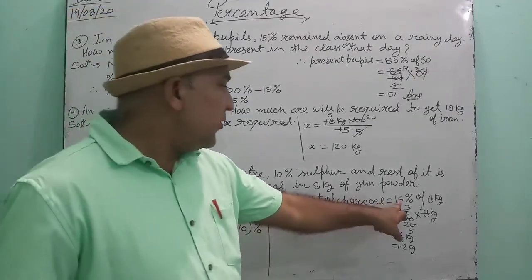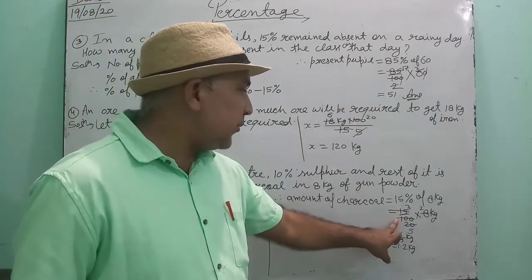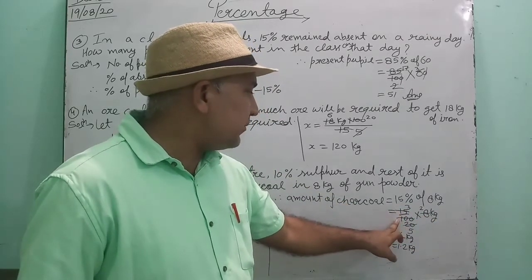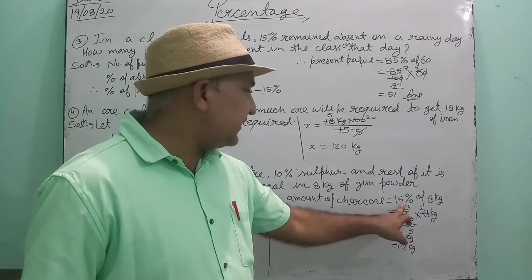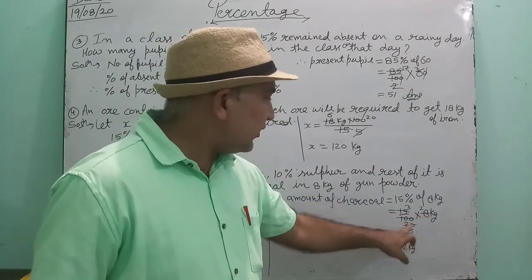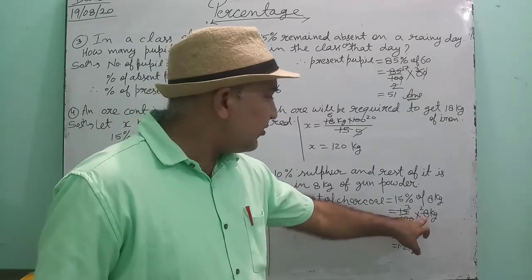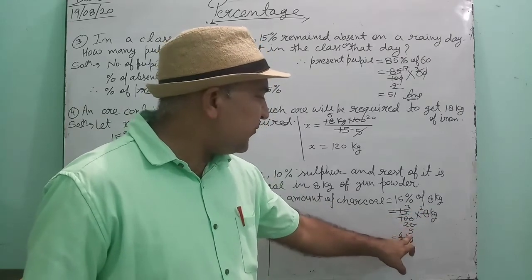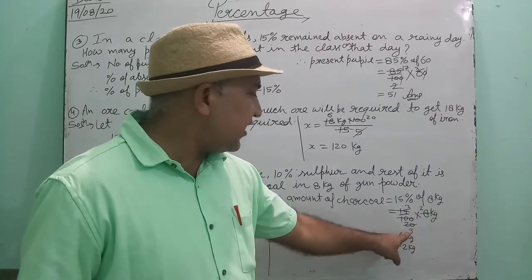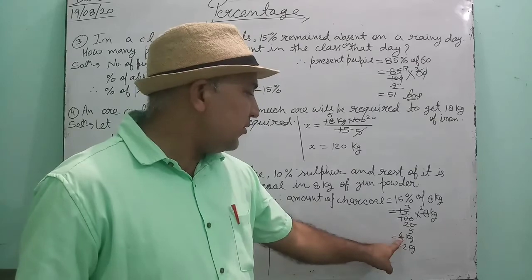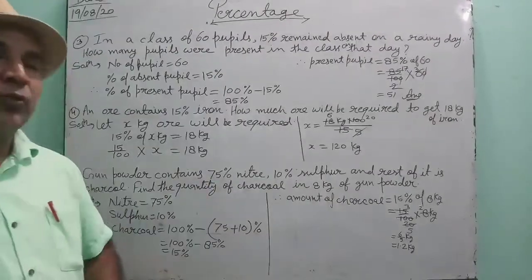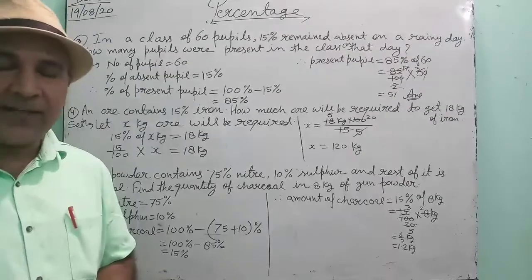Okay, check the calculation. 15% of 8 kg means 15 upon 100, of means multiply, this is 8 kg. 15 and 100 both are divisible by 5. 5 dividing 15 gives 3, 5 dividing 100 gives 20. Now 8 and 20 both are divisible by 4. 4 dividing 8 by 2 times, 4 dividing 20 by 5 times. Now in the numerator 3 into 2 is 6, in the denominator 5 is remaining. 6 upon 5, when you solve it, will be 1.2 kg. That means in 8 kg gunpowder, 1.2 kg charcoal is there. Okay. Bye bye.